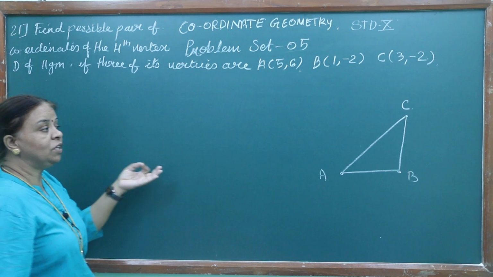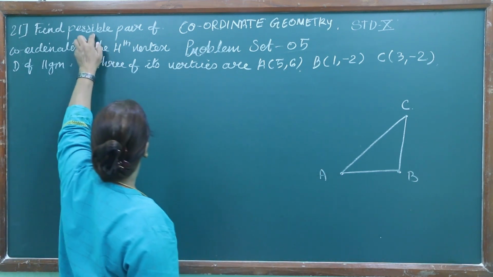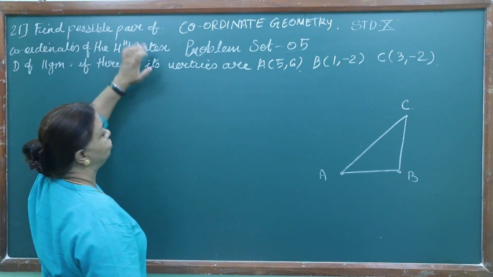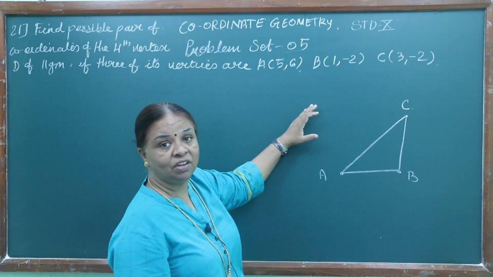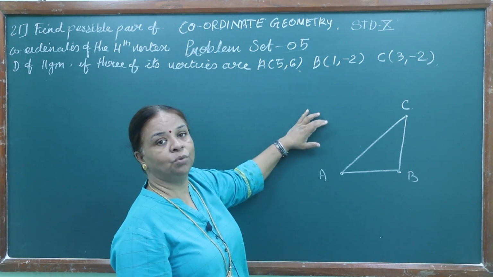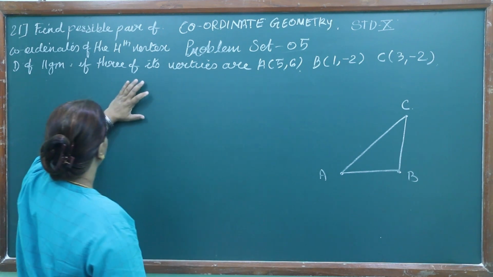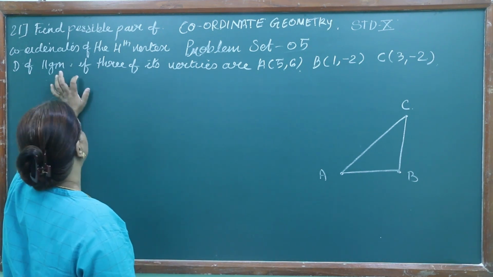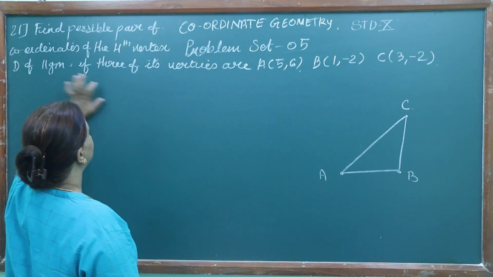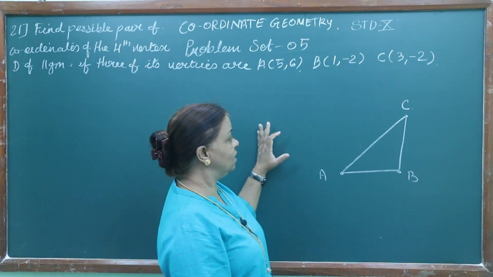So what can be the fourth vertex? Where can the fourth vertex be? Possible pair of coordinates of the fourth vertex. Not only do we want to find out where the fourth vertex can be, but also we need to find out the coordinates of that fourth vertex. Okay. So if D makes the parallelogram, if that point D is making the parallelogram.